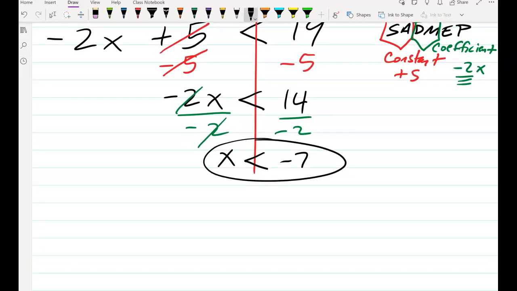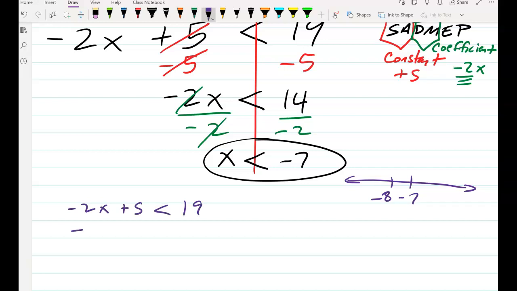Okay, now so we've got this. Let's verify our solution. Got to make sure we verify our solution. And so I've got to find a number that's less than negative 7. So any number that's to the left of negative 7 on the number line. So how about, let's see, on a number line, here's negative 7. Well, negative 8 is less than negative 7. So I'm going to put that in here. So negative 2x plus 5 is less than 19. I'm going to pick negative 8, so negative 2 times negative 8 plus 5, is that less than 19?